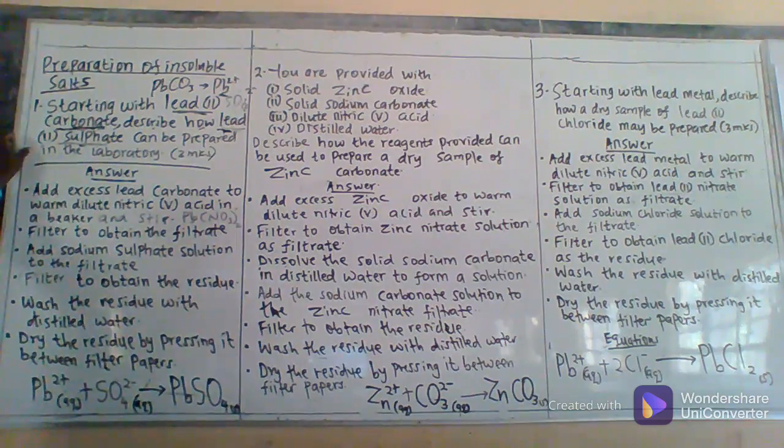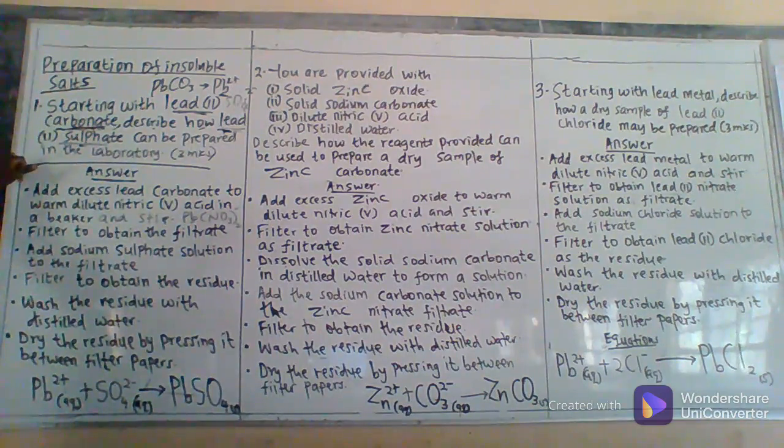Now, a student could just rush into a conclusion that they can prepare lead sulfate by reacting lead carbonate with sulfuric acid. That method cannot work because when you react lead carbonate with dilute sulfuric acid, they will react to form lead sulfate, which is insoluble, and it will coat the lead carbonate, preventing further reaction. So you cannot prepare lead sulfate by reacting lead carbonate with dilute sulfuric acid.